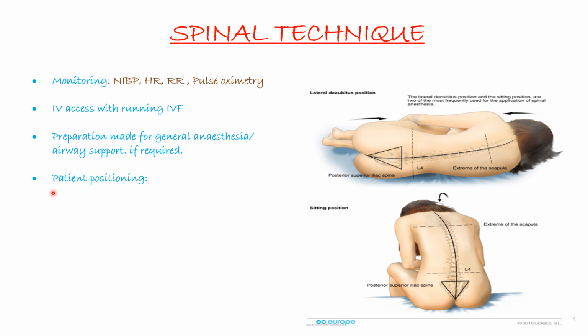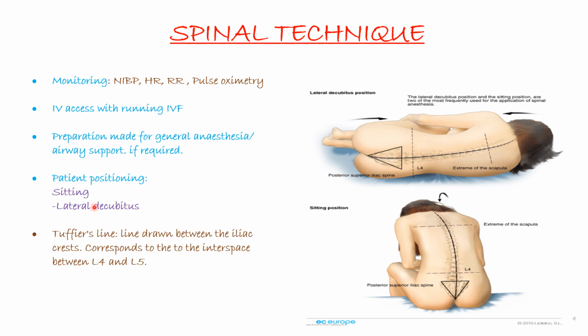So next is patient positioning. You can either position the patient in a sitting position or lateral decubitus position. Next you identify the Tuffier's line, a line drawn between the iliac crests. That line actually corresponds to L4 and L5. This is important because we have said that an adult spinal cord usually ends at L1. So the spinal anesthesia can be performed either at L3, L4 or L4, L5 interspace.